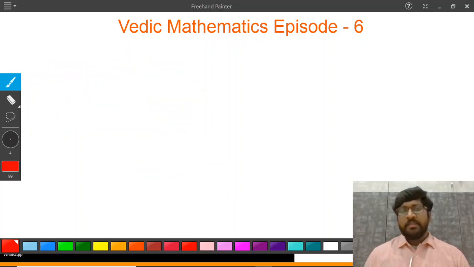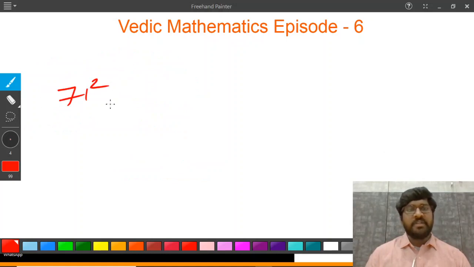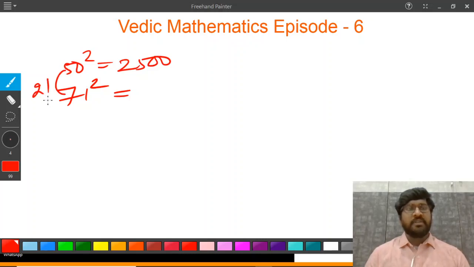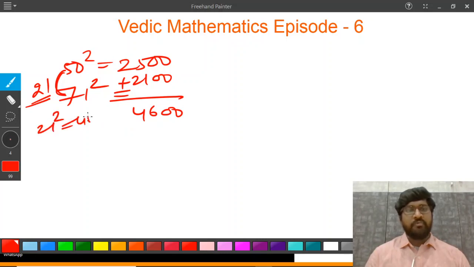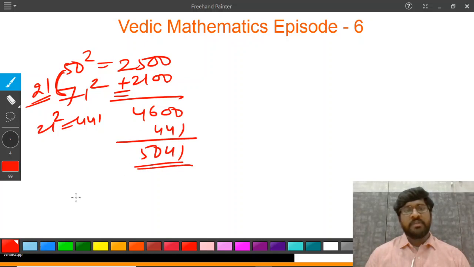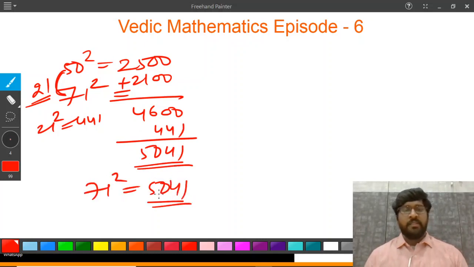Consider, let's say I'm interested in finding 71 square. Now 50 square is 2500. The difference between 50 and 71 is 21. Since 71 is 21 more, I should add 2100 to this, so 4600. Now since it is 21 more, 21 square is 441, I should add that to this. Therefore this becomes 5041. So that means 71 square is 5041.